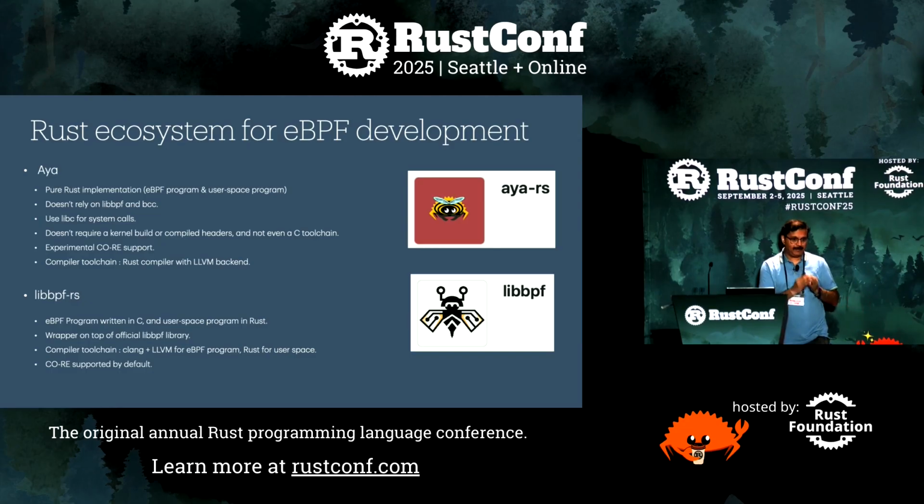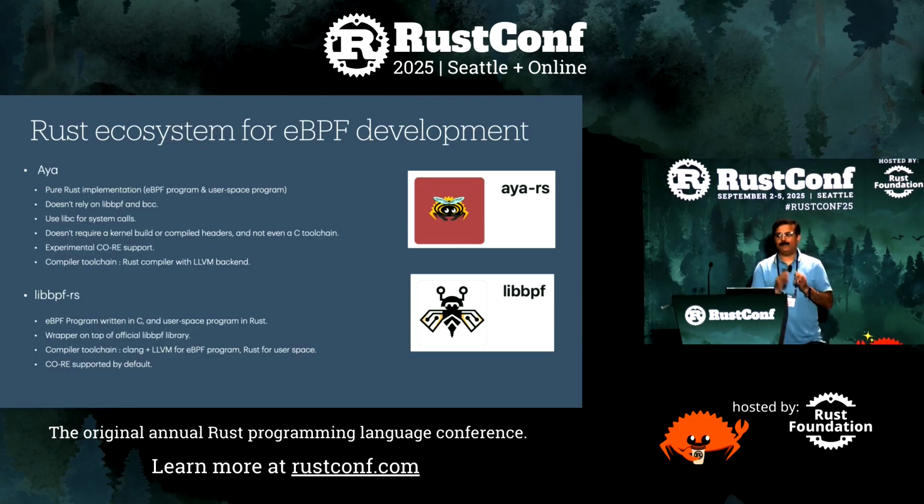And then the other one is libbpf-rs. It's a Rust wrapper on top of the libbpf C library. In this case, we write the eBPF programs in standard C and the user space program in Rust. The compiler toolchain is Clang plus LLVM for eBPF programs, and we use the standard Rust compiler for the user space program. CO-RE is supported by default.